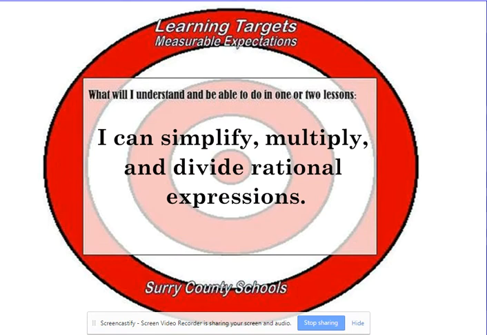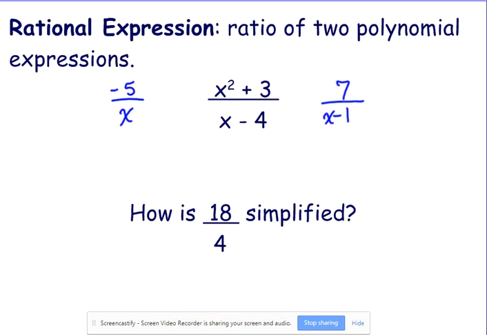So, simplifying and eventually multiplying and dividing rational expressions. First of all, we need to make sure that we know what we're talking about when I refer to a rational expression. The technical definition of a rational expression is that it is the ratio, that's where the rational comes from, of two polynomial expressions. So I have three different examples there of what can be considered a rational expression.